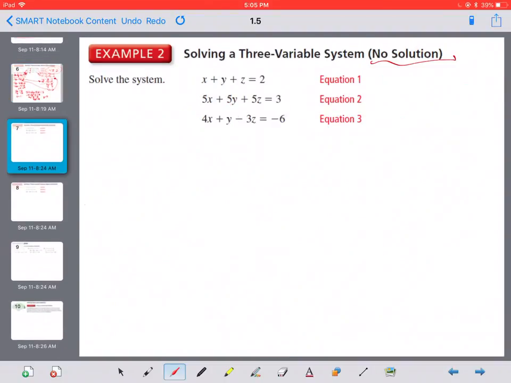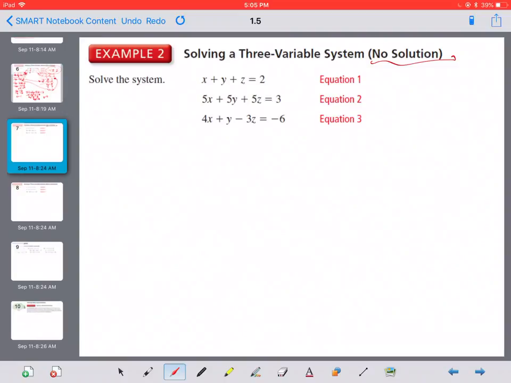Let's try another one. This one, we already know, it's going to be no solution. So we're just going to have to hope we guess lucky early and get the no solution sign, the non-true statement. Let's see if we can get that early.